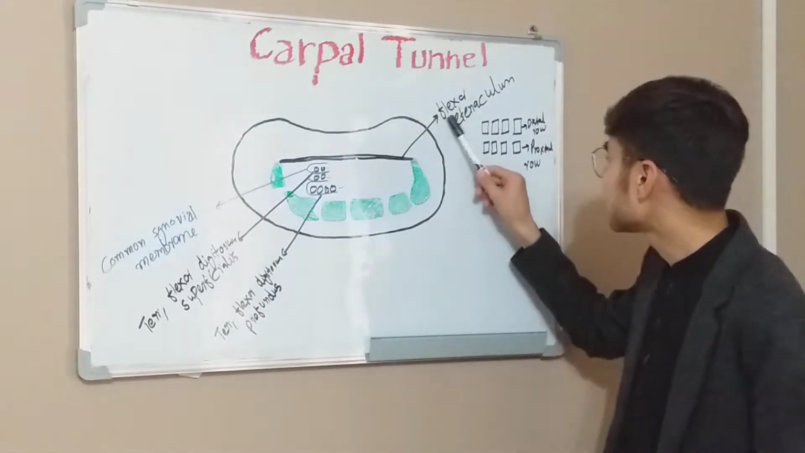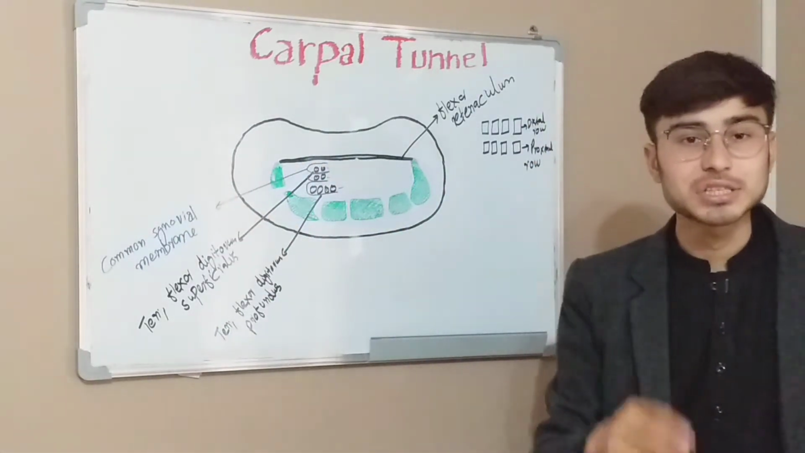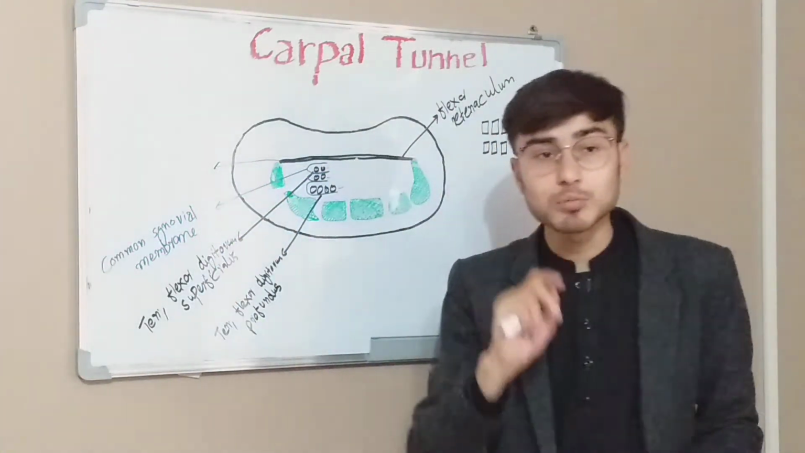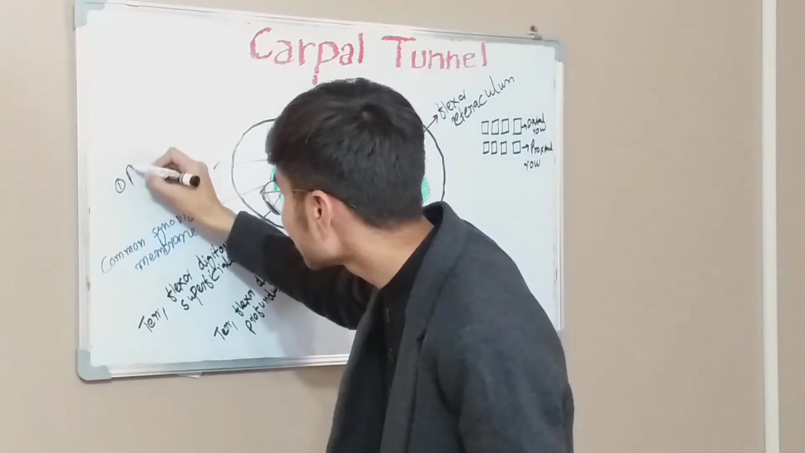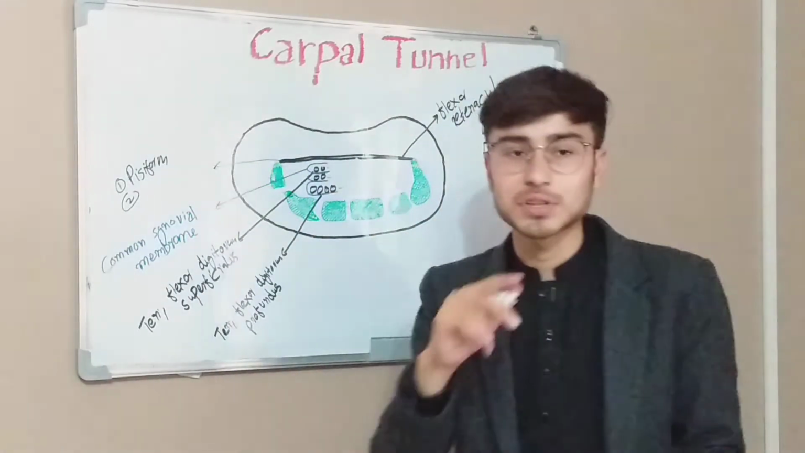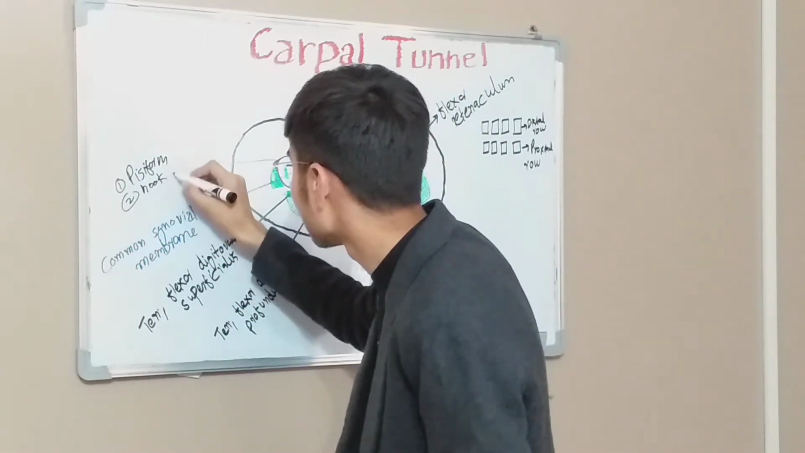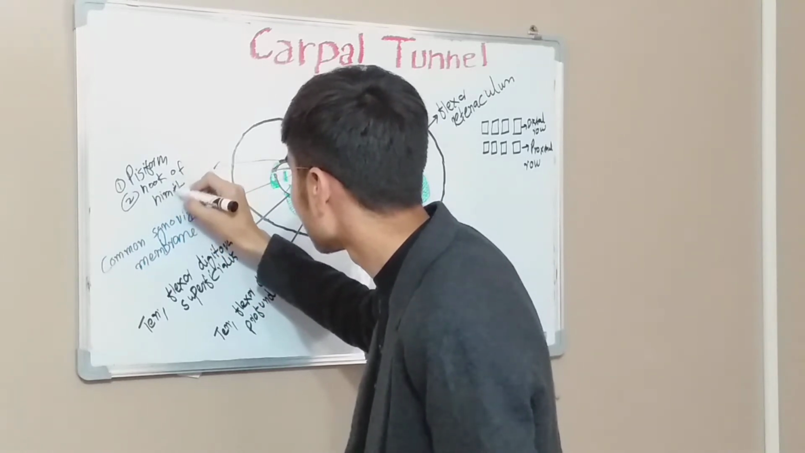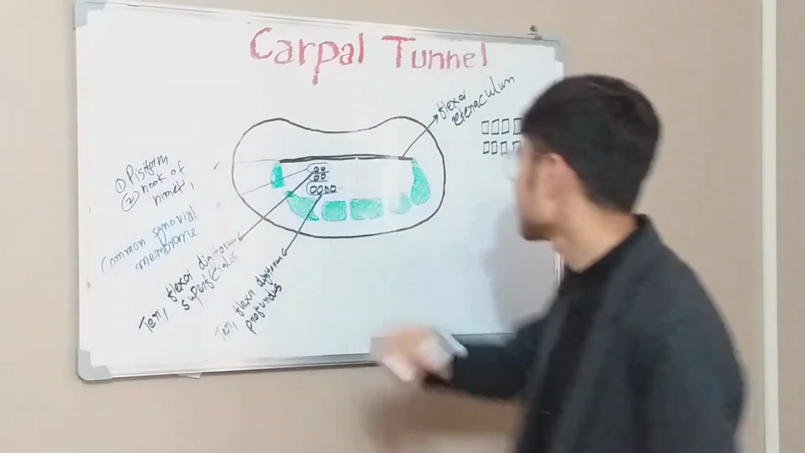One more thing regarding the flexor retinaculum. The flexor retinaculum is attached medially with two bones, right? One we have the pisiform. And the second one we have the hook of the hamate, right?